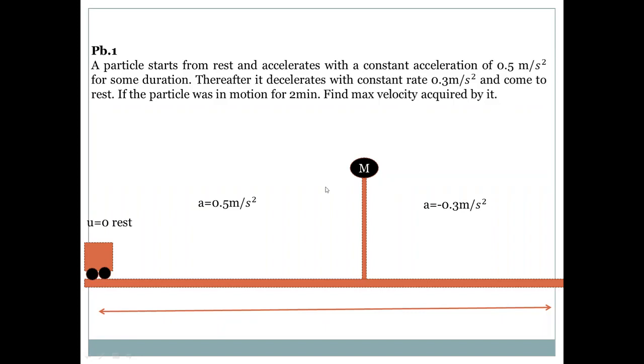So this is the given information. Initially the particle is at rest. This is the first position. We have considered the particle as a car. Its initial velocity is 0, that is the rest condition. This is the starting point. After that, the particle accelerates with a constant acceleration of 0.5 meter per second square for some duration. We don't know what that duration is.